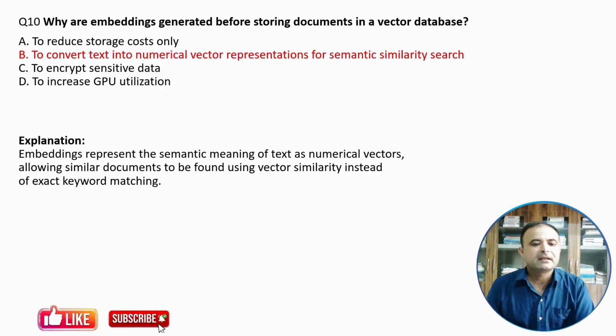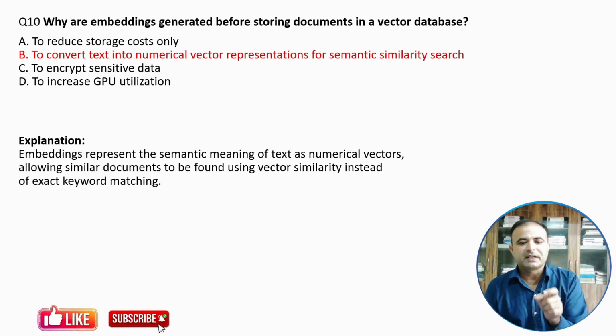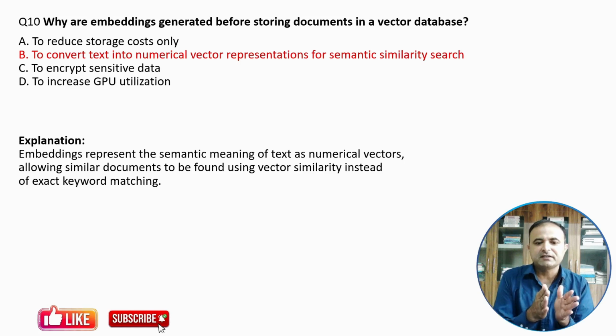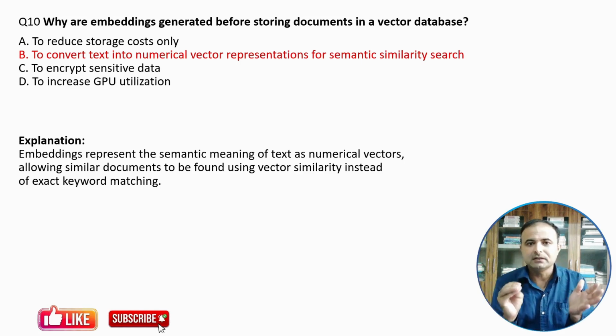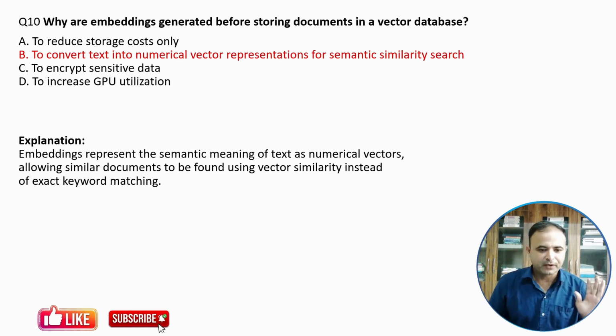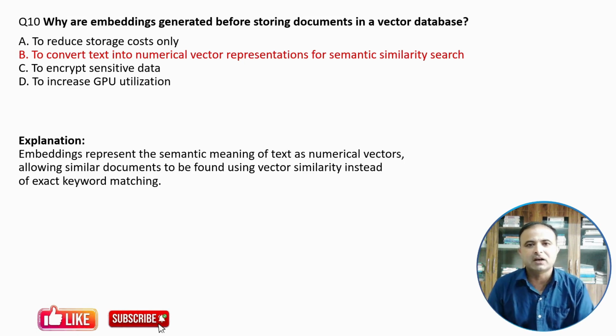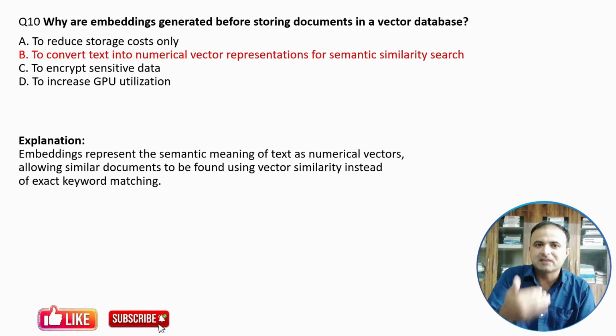So why are embeddings generated before storing documents in a vector DB? We generate embeddings to convert text into numerical vector representations for semantic similarity search. That is the complete hierarchy. An embedding represents the semantic meaning of text as a numerical vector, allowing similar documents to be found using vector similarity instead of exact keyword matching. That will enhance the working of it.